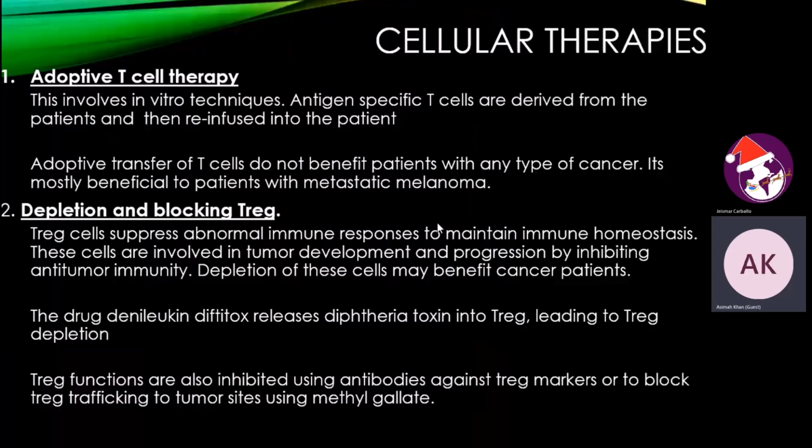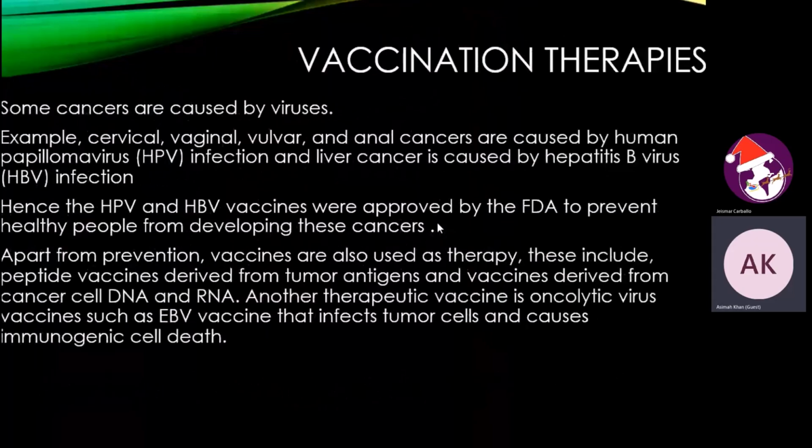Okay, so vaccination therapies. Some cancers are caused by viruses. For example, cervical, vaginal, vulvar, and anal cancers are caused by HPV infections, and liver cancer is caused by HBV infections. Hence, the HPV and HBV vaccines were approved by the FDA to prevent healthy people from developing these cancers. Apart from prevention, vaccines are also used as therapy. These include peptide vaccines derived from tumor antigens and vaccines derived from cancer cell DNA and RNA. Another therapeutic vaccine is the oncolytic virus vaccine, such as the EBV vaccine, that infects tumor cells and causes immunogenic cell death.